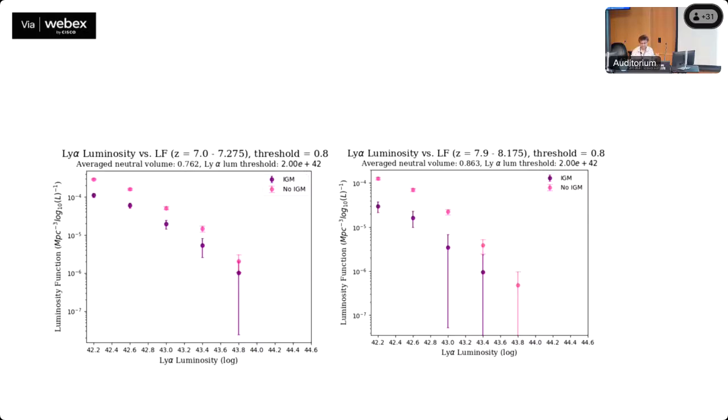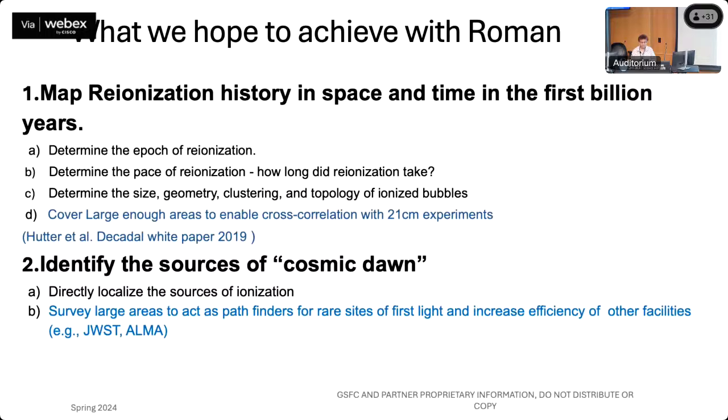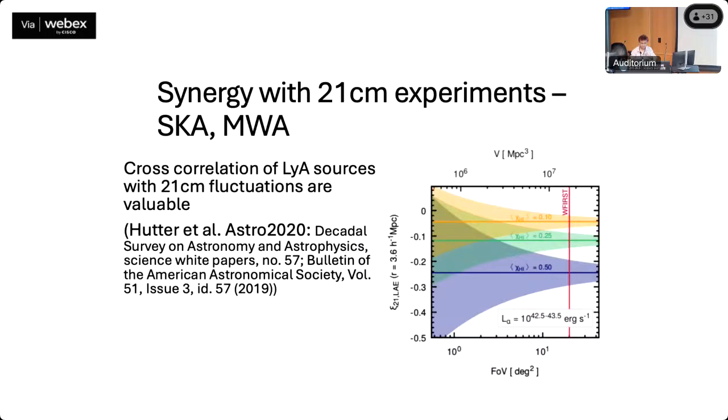There's change, but not complete obliteration. So what do we hope to achieve with Roman? The blacks are what I've already been talking about, the points in black color. And the blue ones are aspirational. I'm hoping we'll be able to cover enough area to enable cross-correlation with 21-centimeter experiments. Shout out to the white paper for the decadal, Hutter et al.